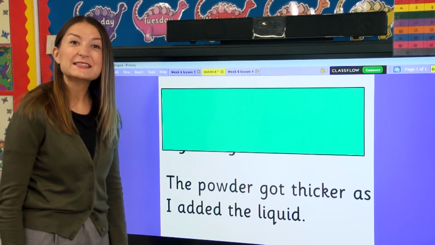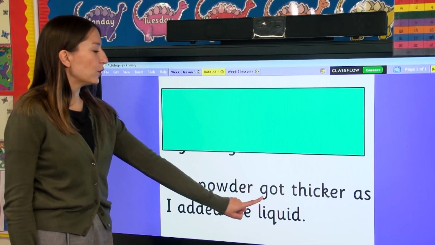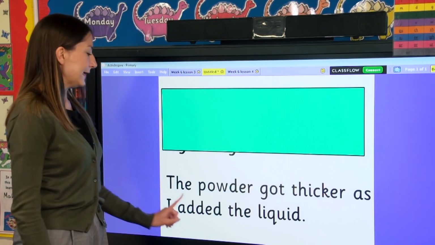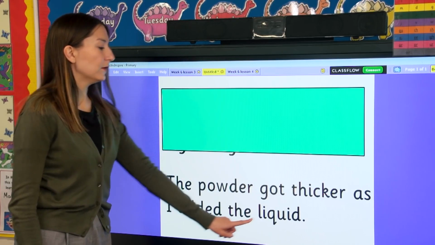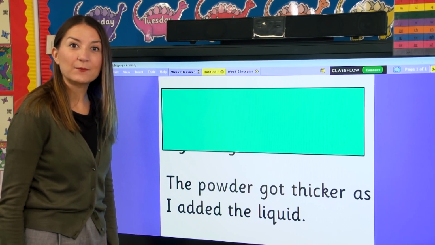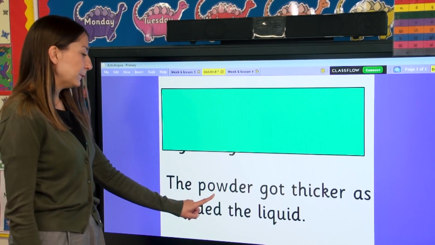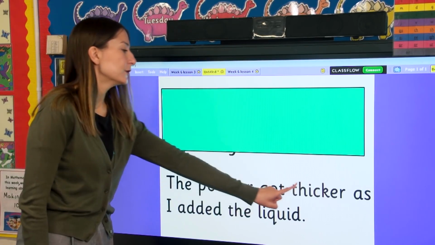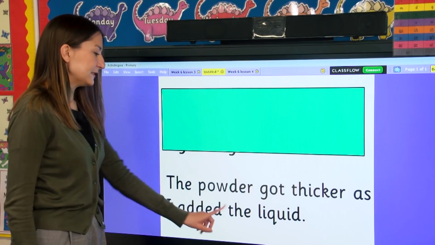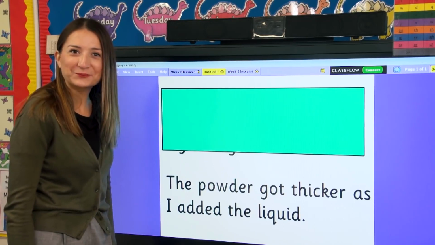Now, let's read the sentence together. The powder got thicker as I added the liquid. Well done. Let's read the sentence together one more time and read as I point to the words. The powder got thicker as I added the liquid. I wonder what was being made with the powder.